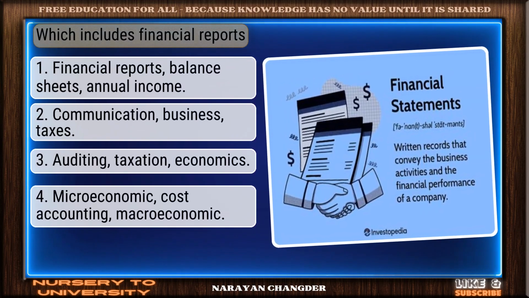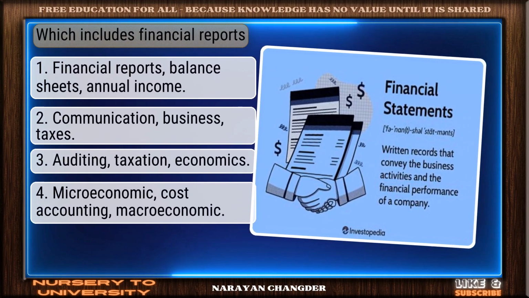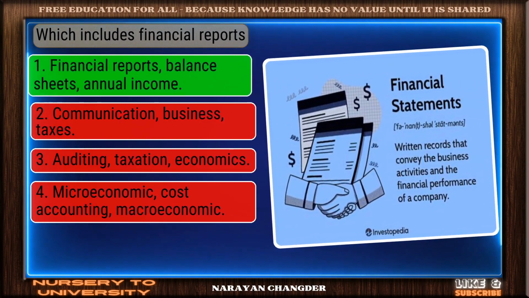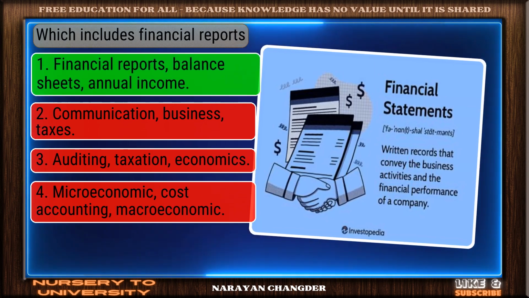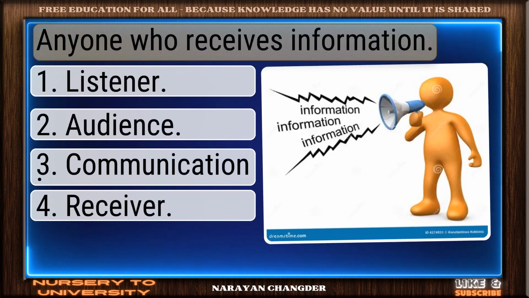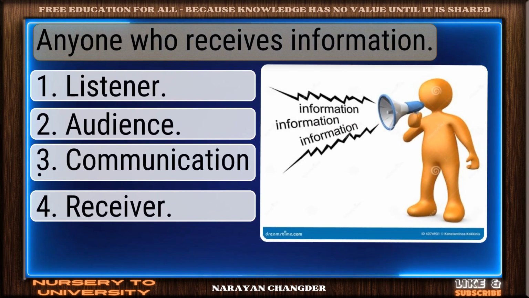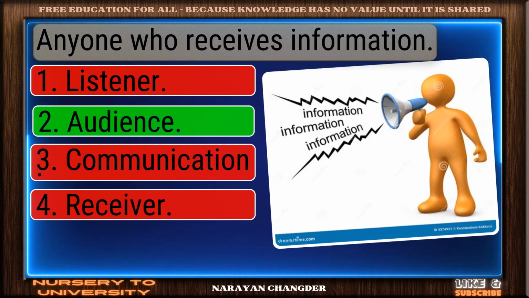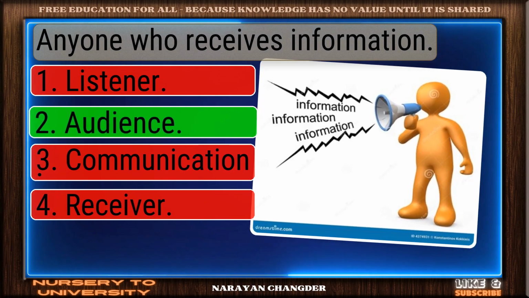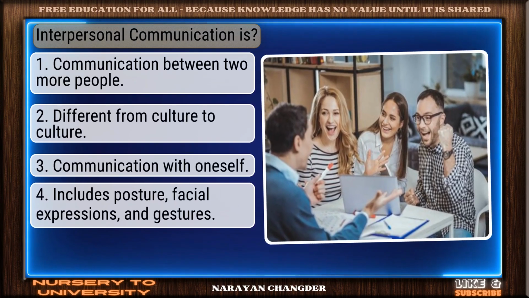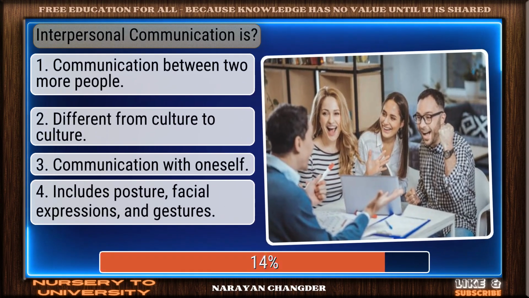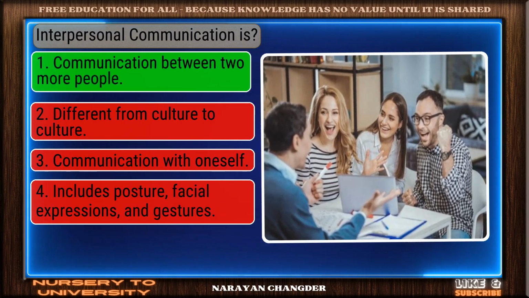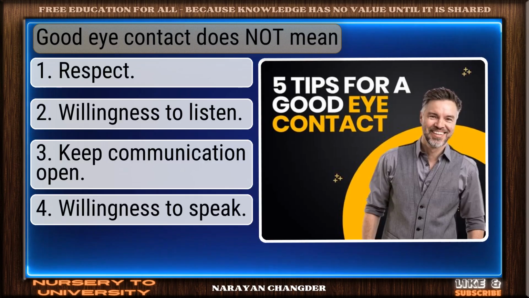Question number 68. Which includes financial reports? Nicely done. Financial reports, balance sheets, annual income is a solid answer. Question number 69. Anyone who receives information? On track. Audience is the correct answer. Question number 70. Interpersonal communication is. Valid point. Communication between 2 or more people is true.